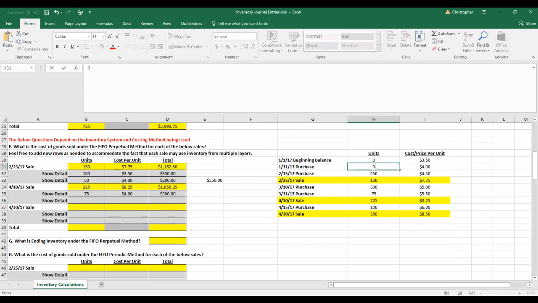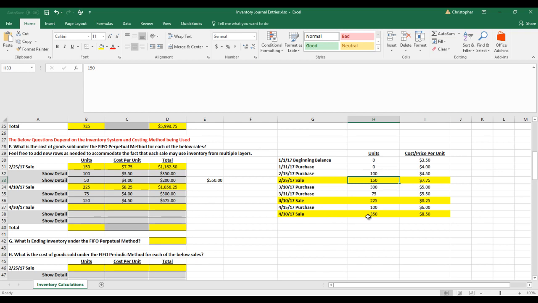So I'm going to zero that out. We still need the 150 units to get to 225. So we need 150. We can get them all from this next layer, and that was $4.50 per unit. So again, we needed 150, so now we have 225 total. We got that 150 out of this 250 unit layer, so we only have 100 left in that layer.